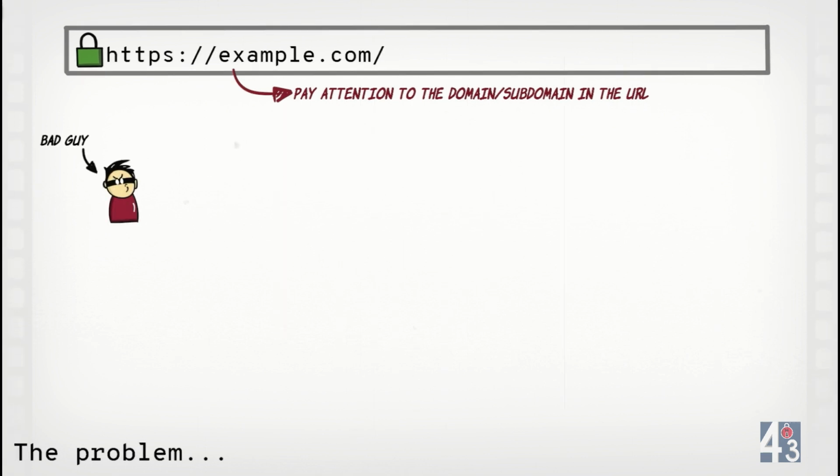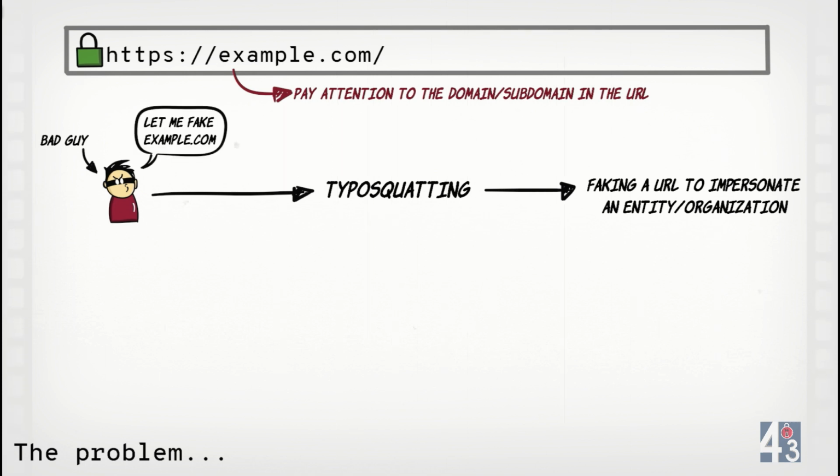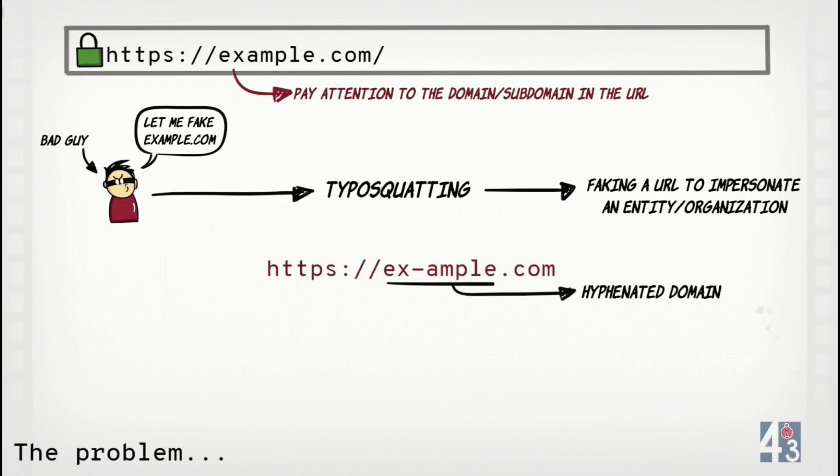Bad guys employ something called a typosquatting attack, where they use a fake URL to impersonate a genuine or a legitimate entity in order to commit fraud or spread malware. Now let's say there is a website called https://example.com. Here are some of the ways scammers could try to spoof the domain name in order to trick you into clicking it. So this is a hyphenated domain. x-ample.com is not the same as example.com.